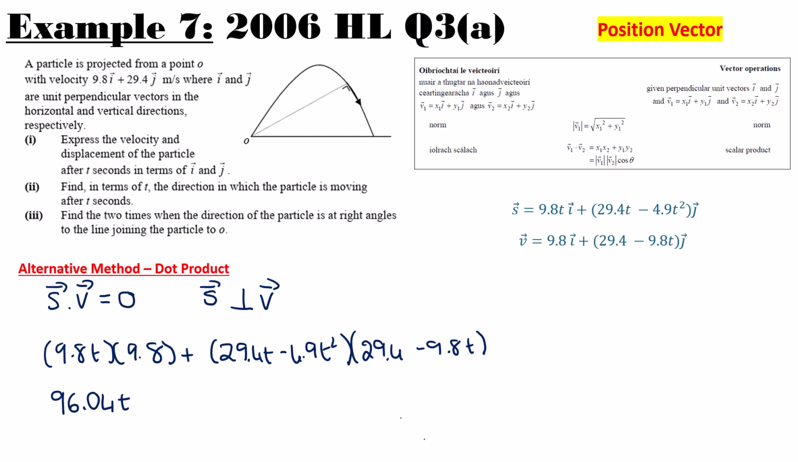We get 96.04t. Then 29.4t by 29.4 gives us plus 864.36t. Then minus 4.9t squared by 29.4 gives us minus 144.06t squared. So all I've done there is this by this and then this by this. And then we're going to do it the other way, which means we're going to multiply these together and these together.